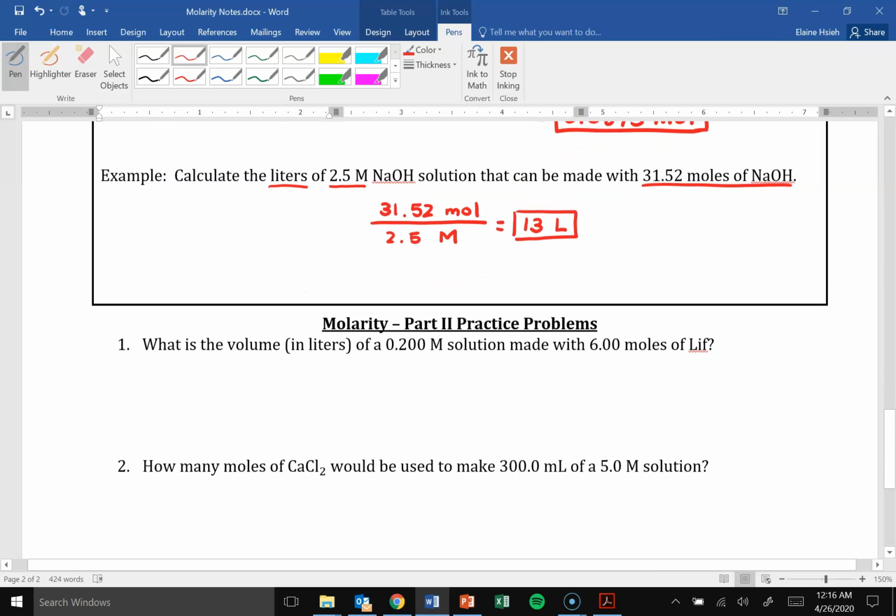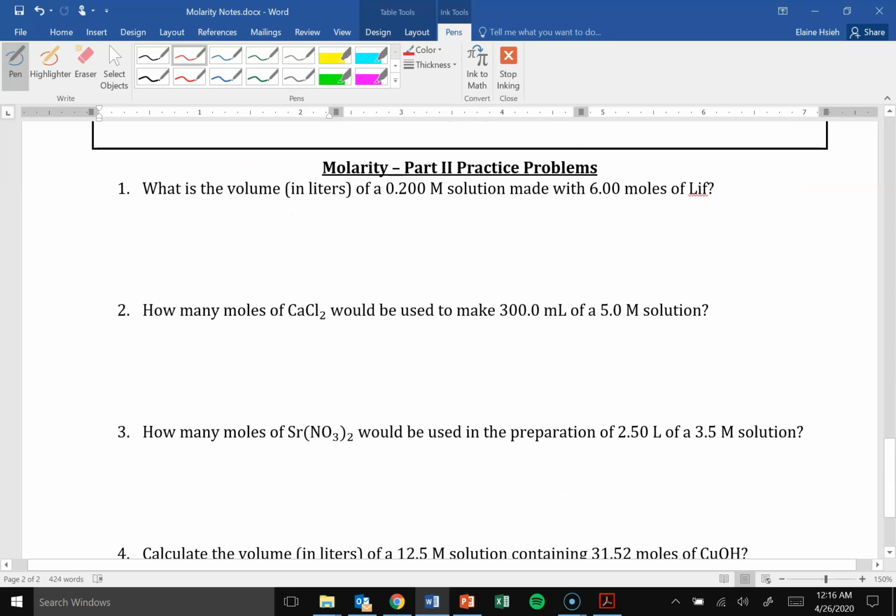Let's try a couple more, and then I'm going to ask you to pause the video so you can do a few by yourself also. So I'm going to do number 1 and 2 with you, and then I'll have you guys do number 3 and 4 by yourself. So number 1, what is the volume in liters of a 0.200 molar solution made with 6.00 moles of LiF? Okay, so we're looking for the volume of the solution in liters.